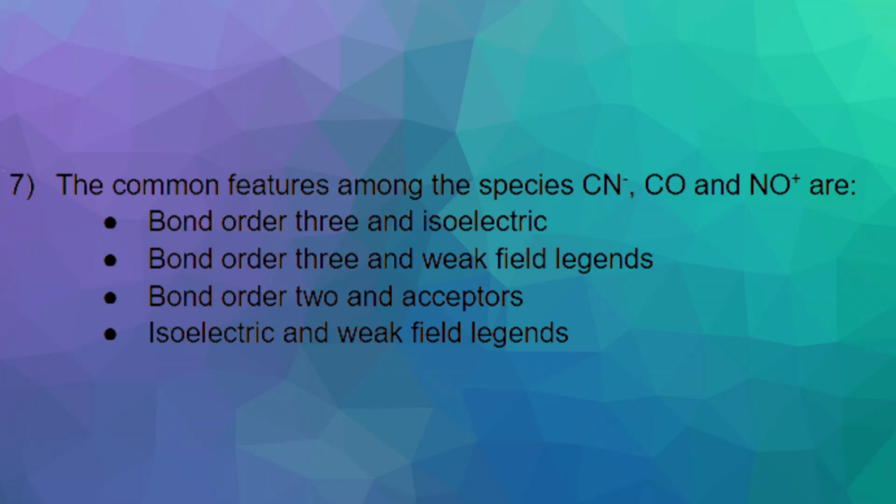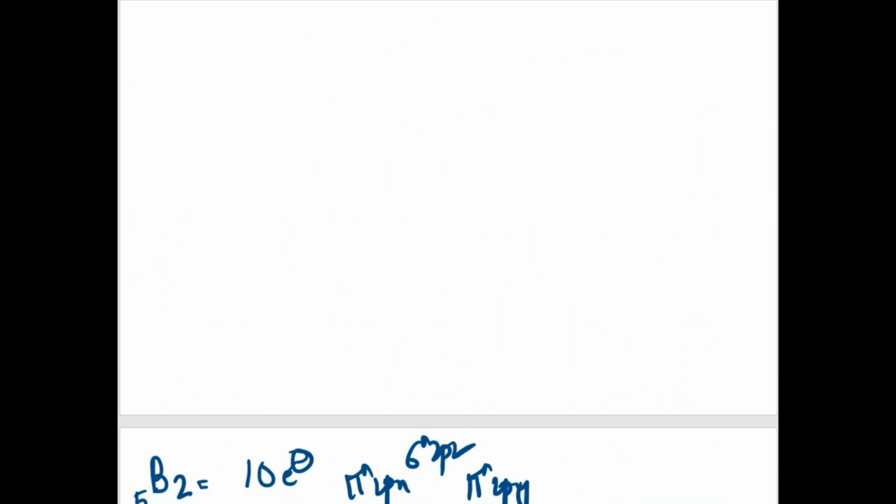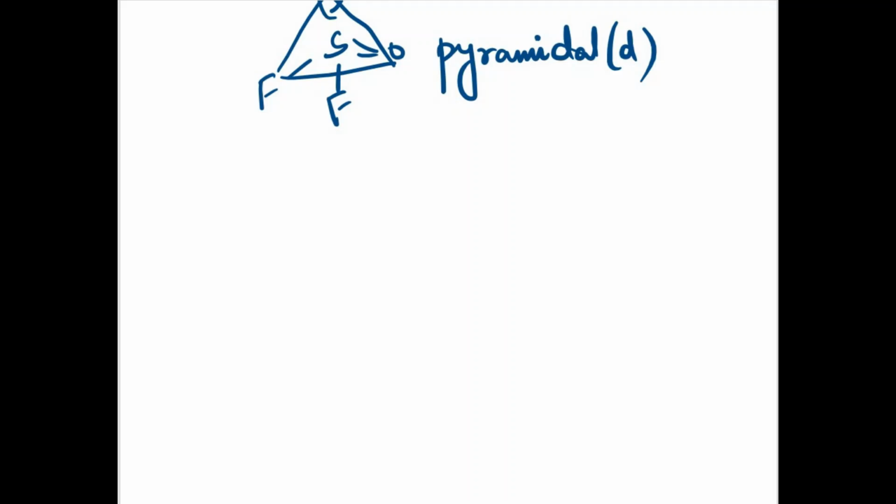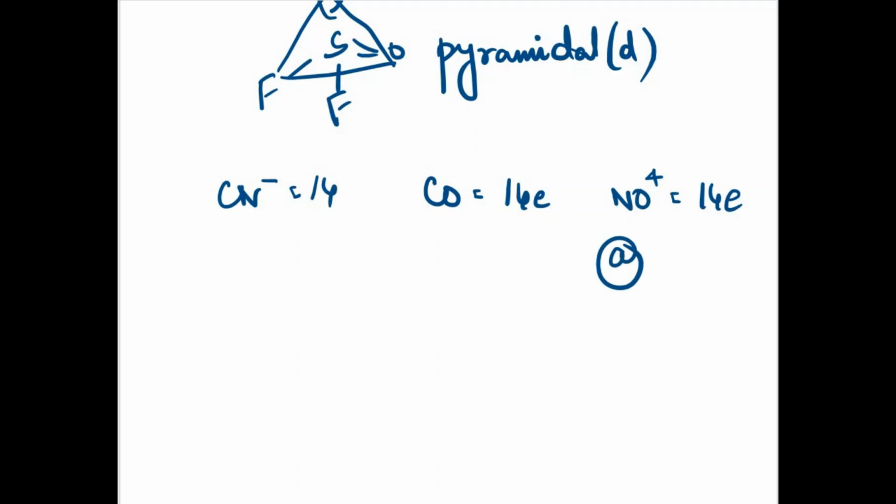Moving on to the next question, the common features in CN minus, carbon monoxide and NO plus are. So CN minus, first count the electrons, 6 plus 7, 13 plus 1, 14 electrons. CO, carbon monoxide, 14 electrons, and NO plus means 14 electrons. So they are isoelectronic, right? So one option you have, that is option A, that you can already tick, but you can just check whether the bond order is 3 or not for all of them. So how do we do?